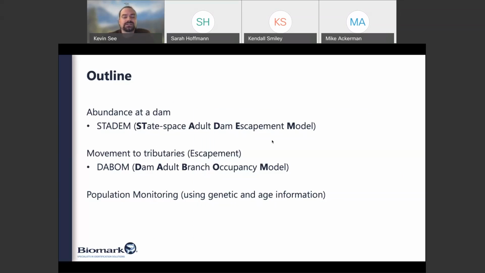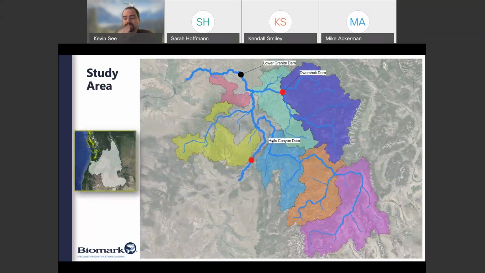And then we'll get into additional population monitoring tools using genetic and age information and how that can enhance your status and trend information and what that looks like. And I should say, if anybody has questions along the way, please feel free to enter them in the chat, and I'm happy to help clarify things as we go.